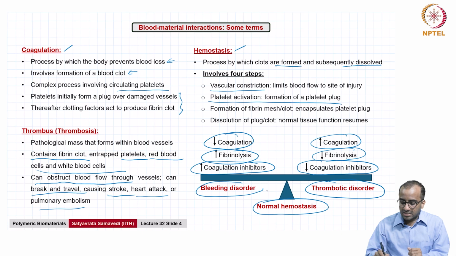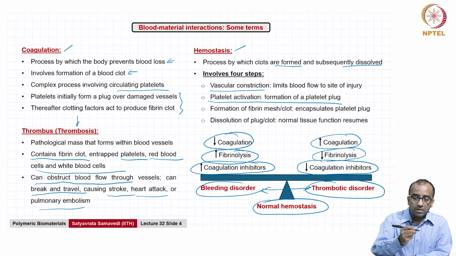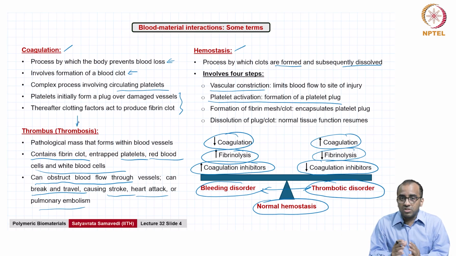So, this balance is what the body aims to achieve, and the implantation of a biomaterial unfortunately will almost always result in thrombosis. So, one of the large goals of biomaterial design, although that has not been achieved till date very successfully, is to prevent or at least minimize thrombosis to the maximum extent possible, because excessive thrombosis can have very devastating consequences for the patient.